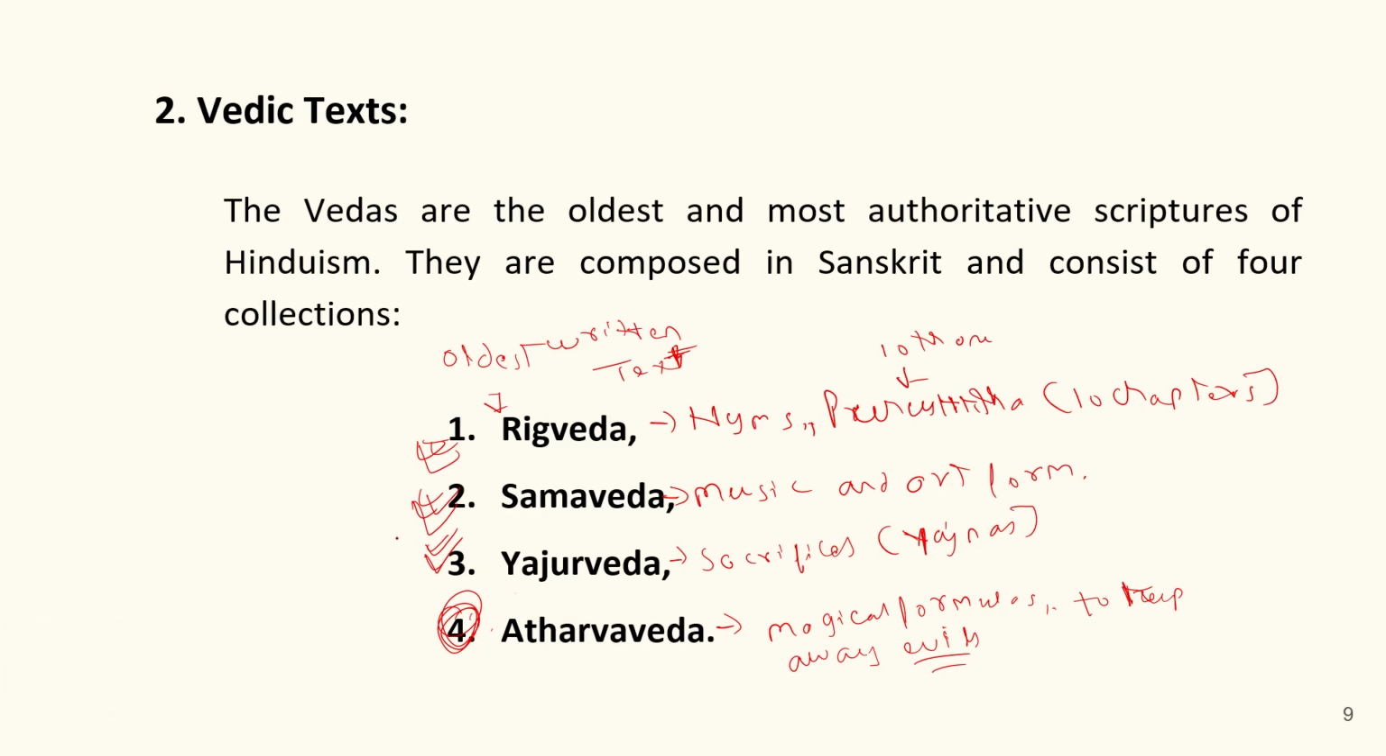Okay. And what is comprised in these Vedas, I have told you: Rig Veda comprises hymns and Purushasukta, total 10 chapters, and Purushasukta is the last one. Samveda comprises music and art forms. Yajurveda comprises sacrificial yajnas, or you can say yagya, and Atharvaveda comprises magical formulas to keep away devils and evils. Got it? Now, the question is, what comes in Purushasukta?